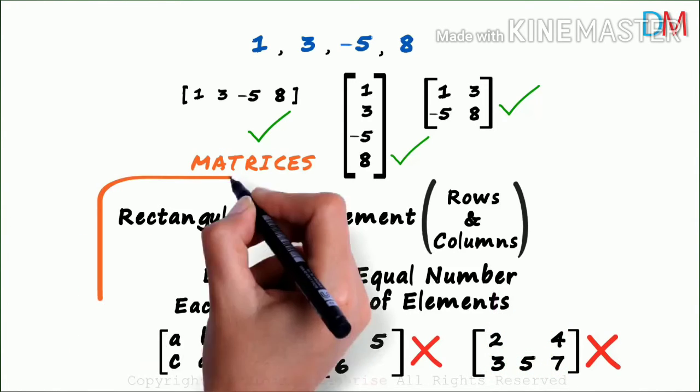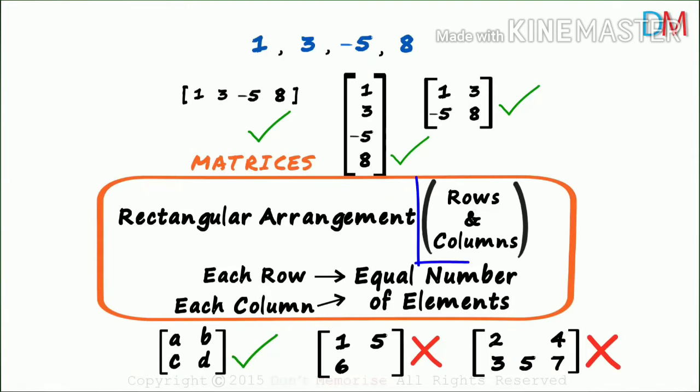So this is the definition. A rectangular arrangement of rows and columns in which each row should have equal number of elements and each column as well should have equal number of elements.